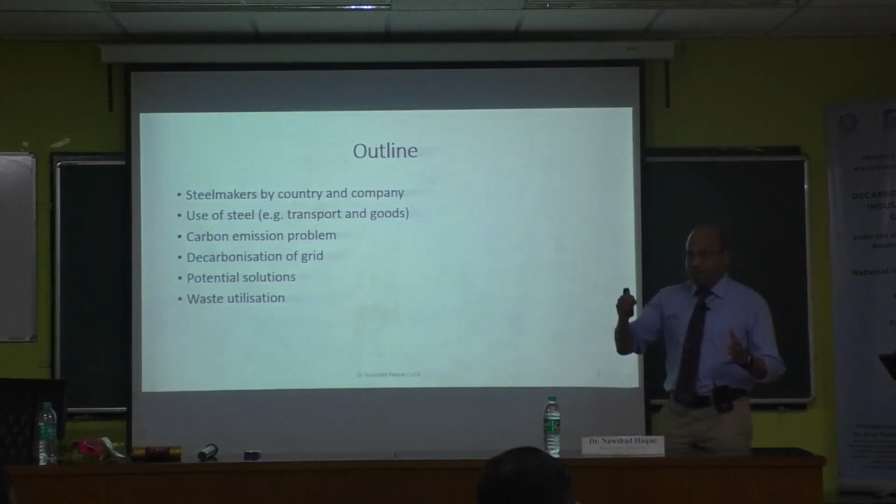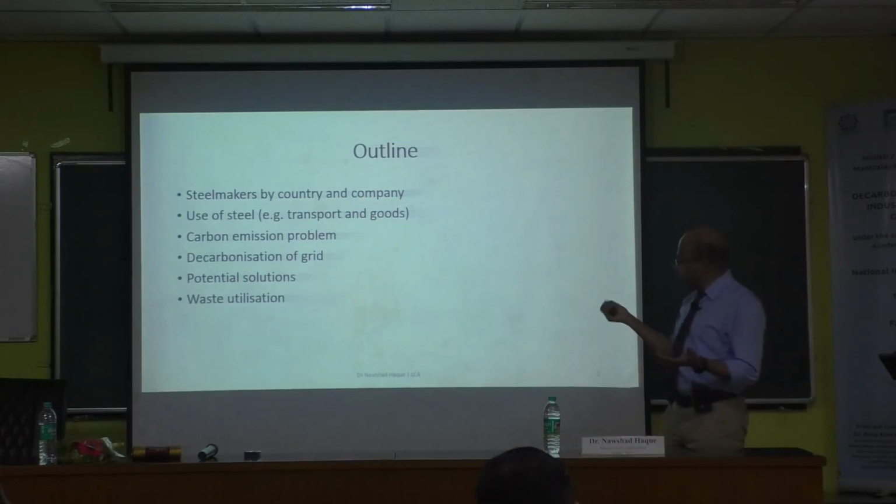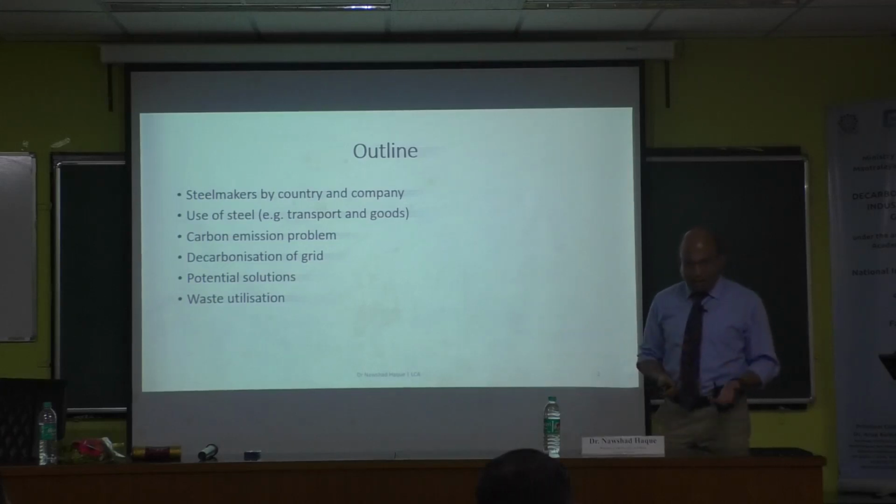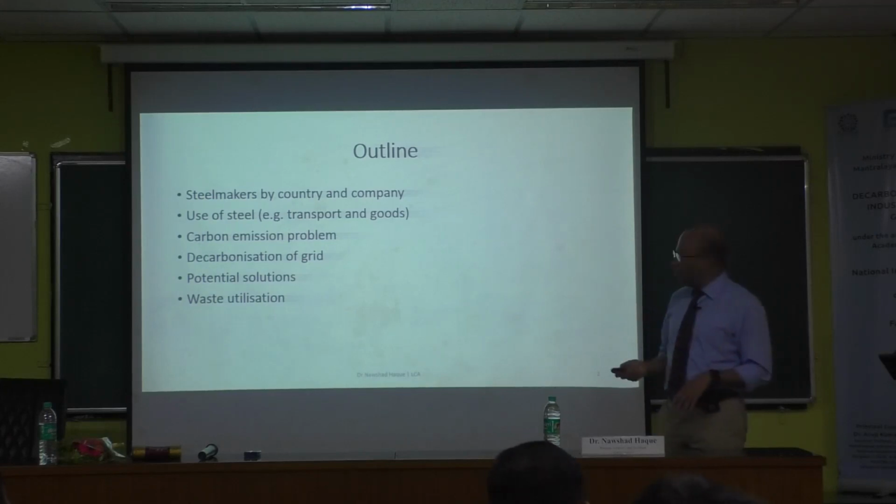If you look at each metal and how they are produced, we're talking a little bit about the steel industry. Steel is used in big structures like bridges, chairs, anything structural. Transport, trucks, etc. Without steel, you cannot think of our life. So steel is one of the major ones. And then there is the carbon emission problem, decarbonization of the grid. We might talk a little bit about that, so power industry colleagues might get a bit of a flavor of it. What are the potential solutions?